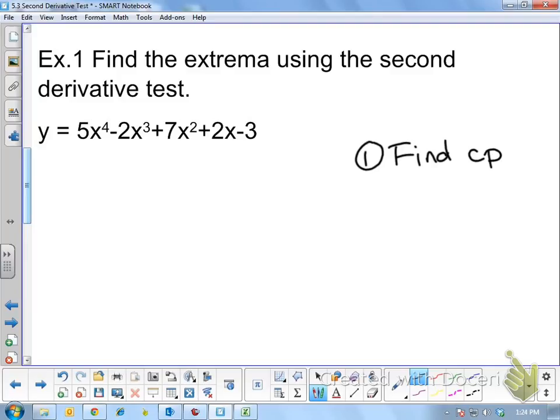So what do we do to find our critical points? Take the derivative, set it equal to 0. So we need to find y prime.